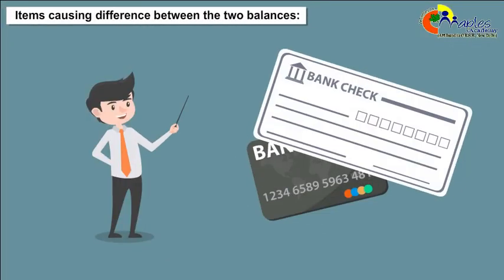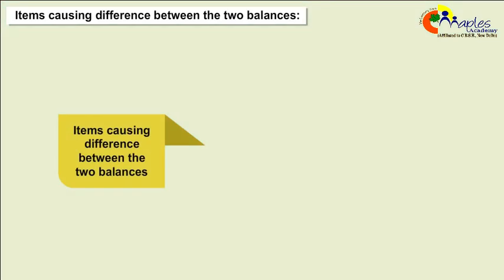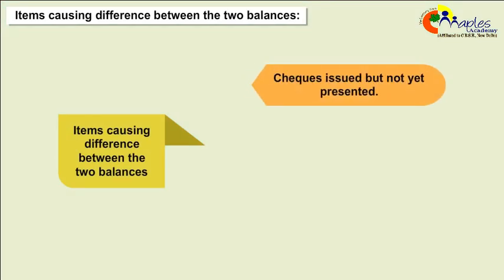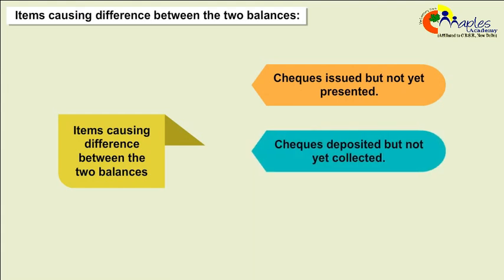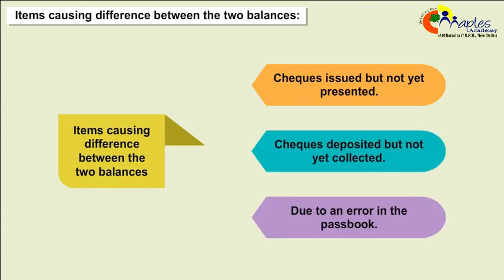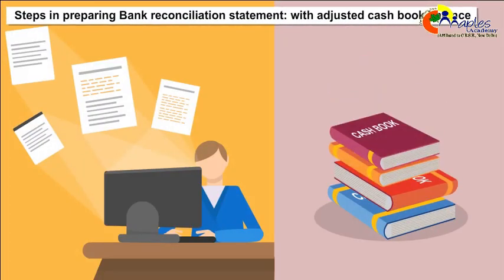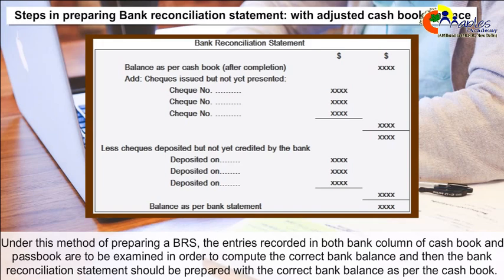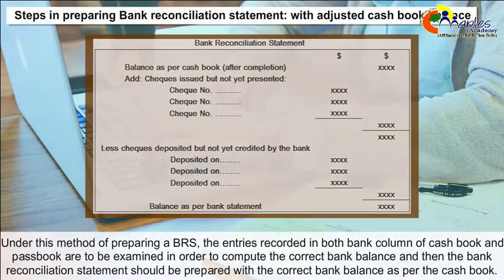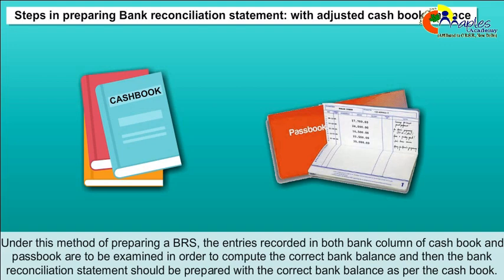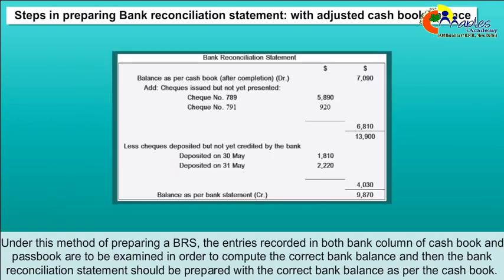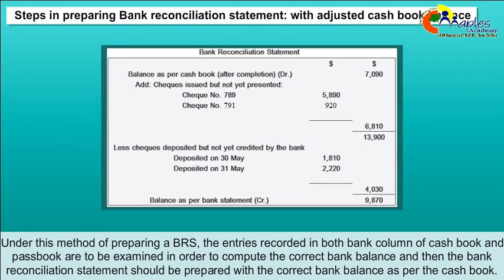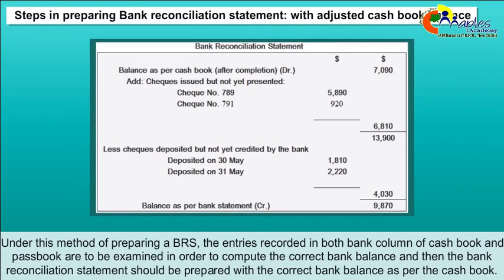Items causing difference between the two balances. These items are checks issued but not yet presented, checks deposited but not yet collected, and an error in the passbook. Steps in preparing bank reconciliation statement with adjusted cash book balance. Under this method of preparing a BRS, the entries recorded in both the bank column of the cash book and the passbook are to be examined in order to compute the correct bank balance, and then the bank reconciliation statement should be prepared with the correct bank balance as per the cash book.